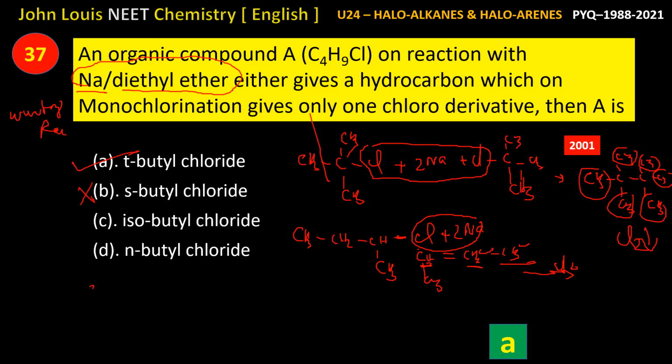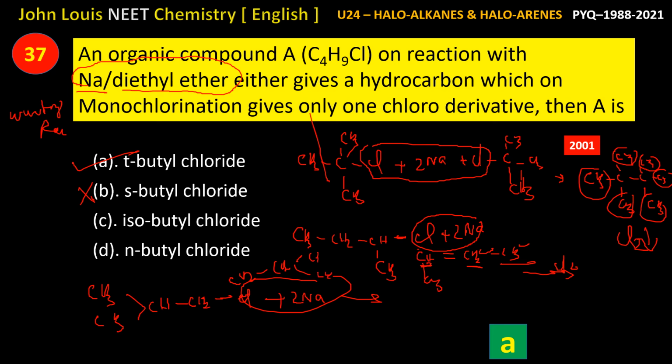Take isobutyl chloride. What is isobutyl chloride? (CH3)2CHCH2Cl. Again, when it is subjected to Wurtz reaction in the presence of diethyl ether, 2 NaCl will go away, and the same group will be repeated here: (CH3)2CH-CH2-CH2-CH(CH3)2. Here we are not only getting CH3 groups, we have CH2 and CH. Therefore three types of chlorination will take place. Therefore this option is also wrong.